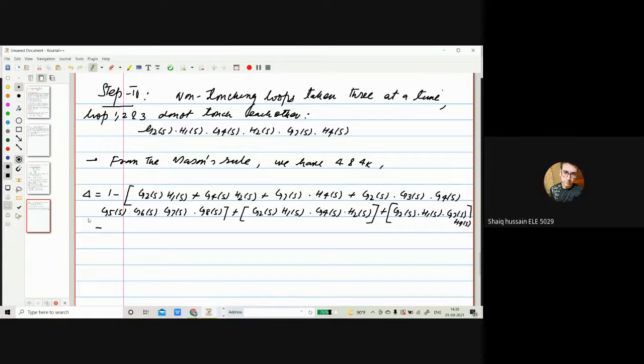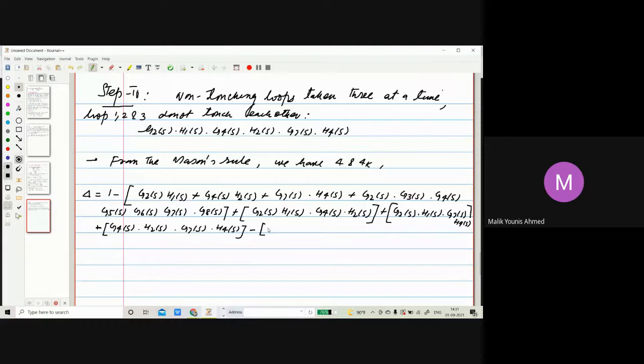What is it? One more will be added, I think. Loop 2 and loop 3. Just a second. We have not written that. So that will be G4 H2. There are three combinations: 1 and 2, 1 and 3, 2 and 3. That's correct. So we have to write G4 of S, H2 of S multiplied by G7 of S and H4 of S. That's what's left. So that finishes these non-touching loops taken two at a time.